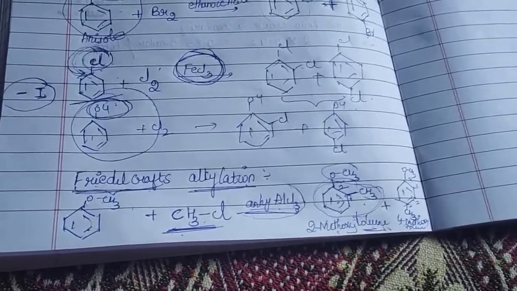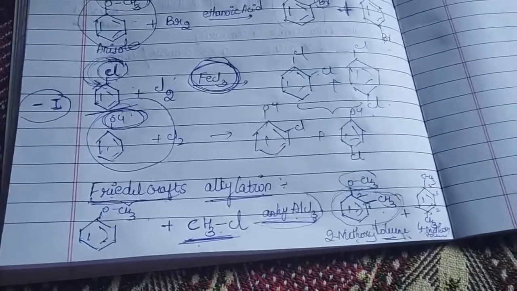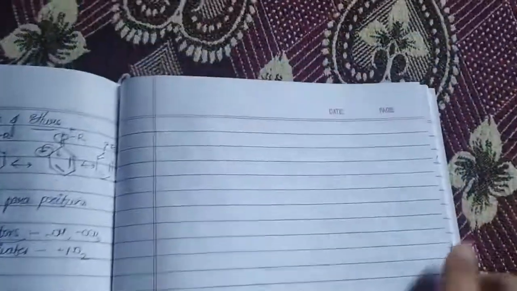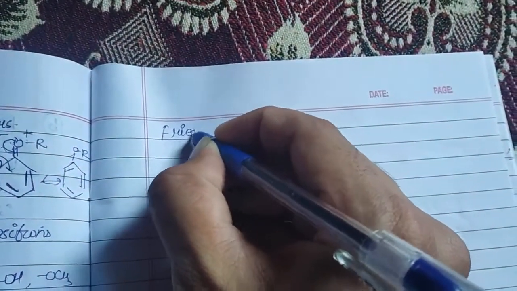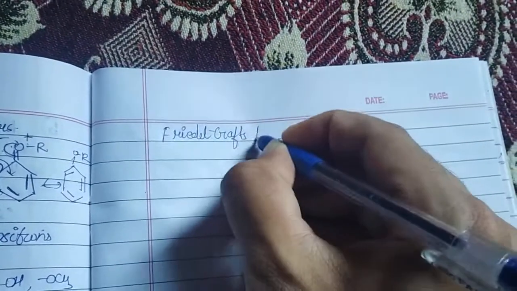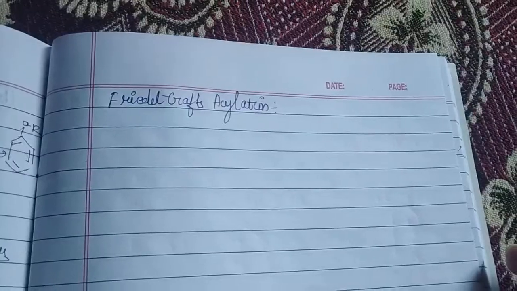In Friedel-Crafts alkylation, two things are common: one is methyl chloride, the other is anhydrous AlCl3. Next, which is the Friedel-Crafts reaction? Yes, Friedel-Crafts acylation. So here what are you going to do?